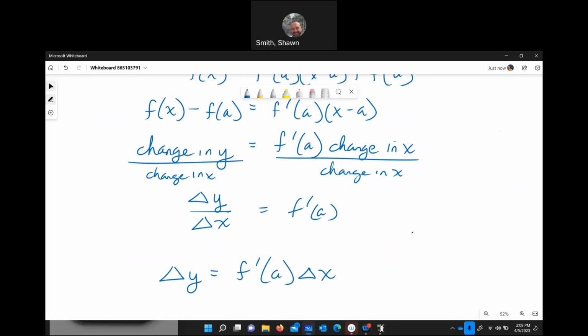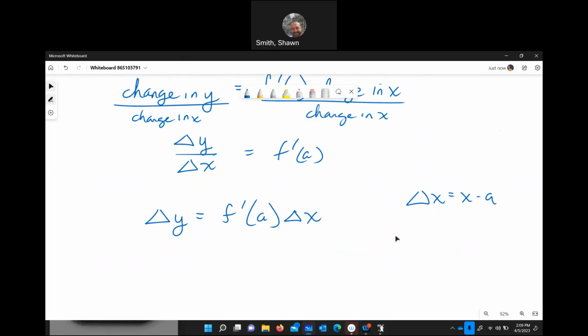There's so many ways to manipulate this. Now I can say, what is change in x? Change in x is x minus a, right? So change in x was x minus a. Y'all know the triangle notation delta before, right? Y'all seen that before? Delta means change in y or x, right?